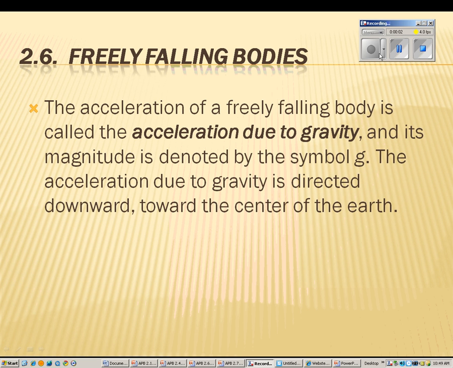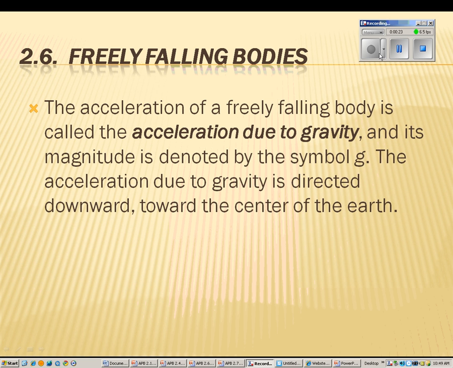This is 2.6, freely falling bodies. This is a continuation of studying constant acceleration in AP Physics C. We're going to be in freely falling bodies, when you have an object that's near the surface of the Earth traveling in the air, and the only force acting on it is gravity.